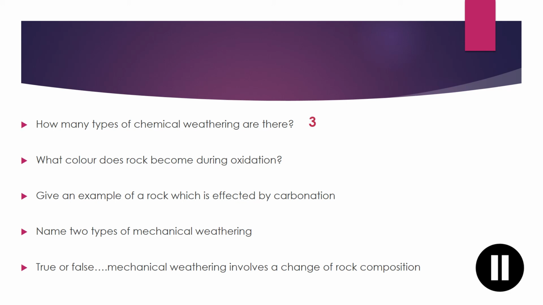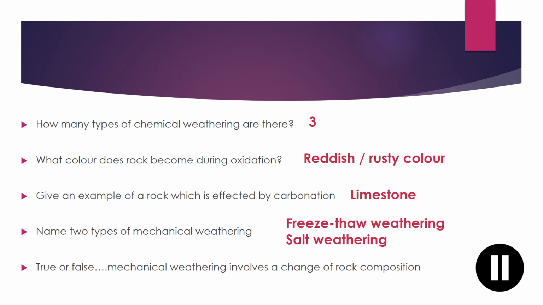So there are three types of chemical weathering. During oxidation, the rocks become a rusty colour. An example of a rock affected by carbonation is limestone. There are two types of mechanical weathering, which are freeze-thaw weathering and salt weathering. And the statement is false.